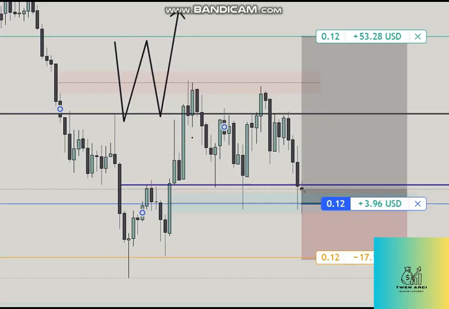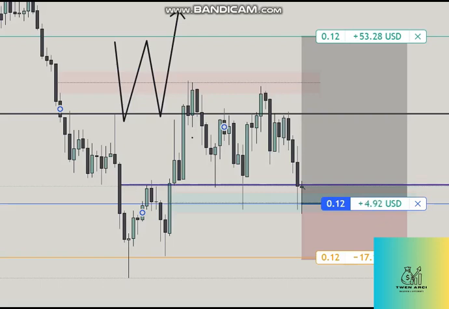Ideally, what you want to do is wait for price to come back to this zone with some sort of retest, and then you take your buy trade. But after trading the pattern for some time, I have come up with my own ways of entering, and that's what I mostly wanted to talk about.